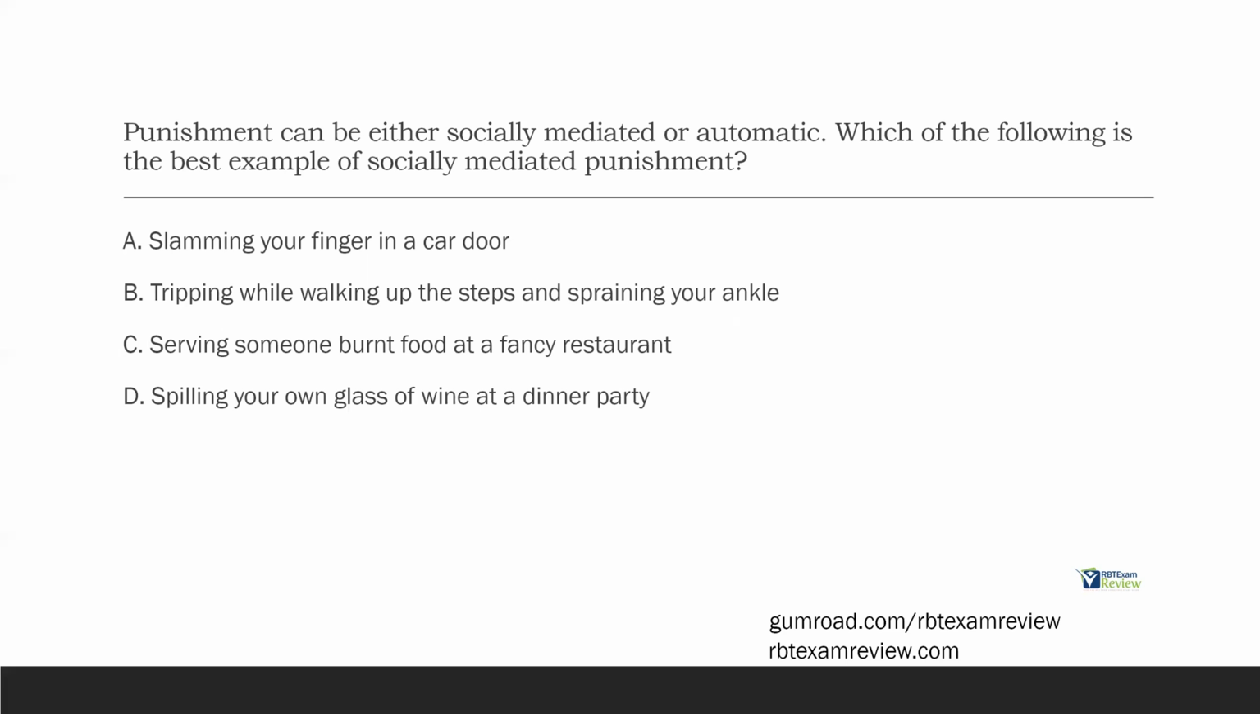D, you're at a dinner party, but you spill your own glass of wine. Nobody else is involved in spilling this glass of wine, okay? Our best answer here of something socially mediated is C.